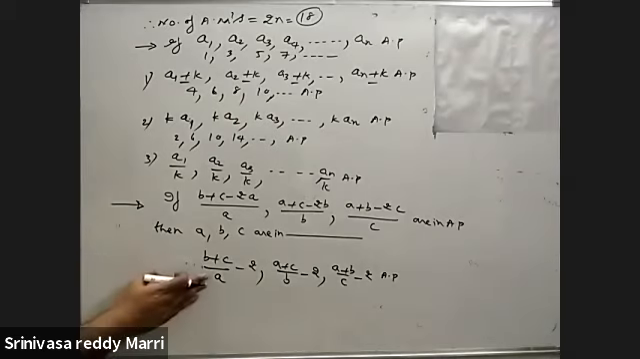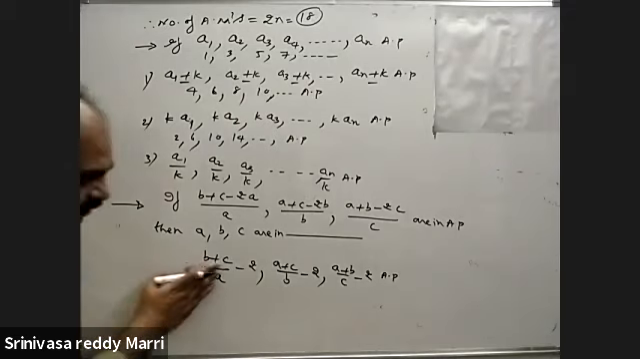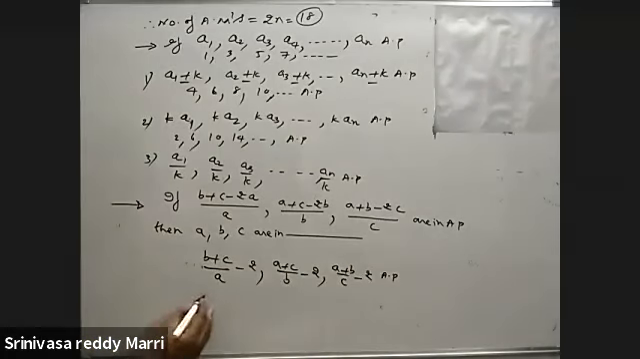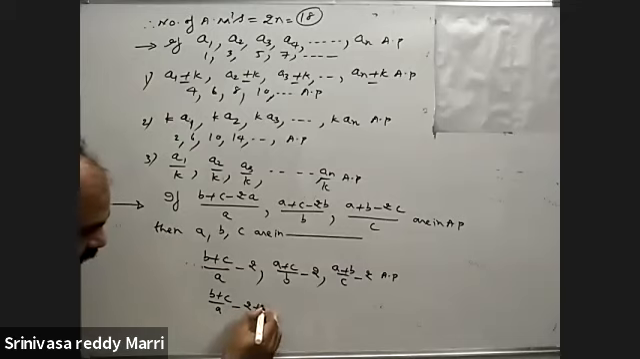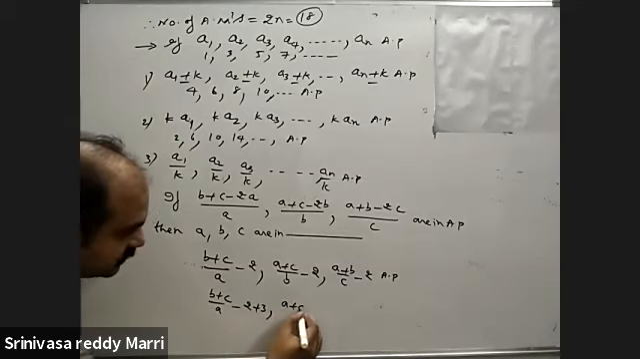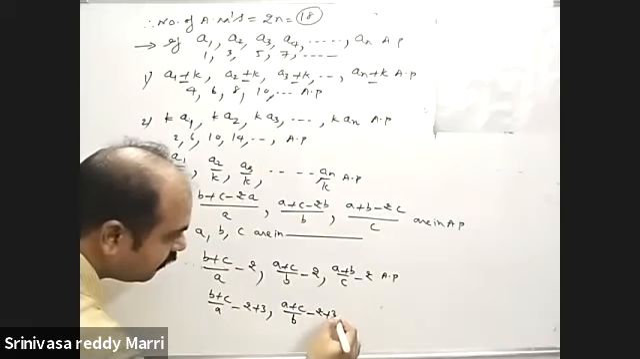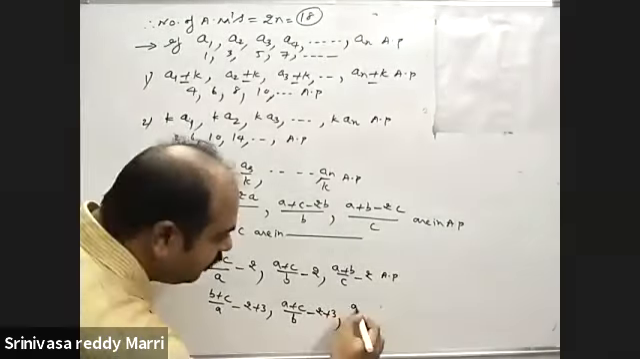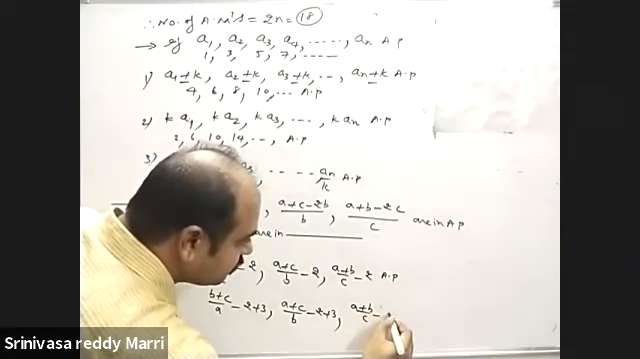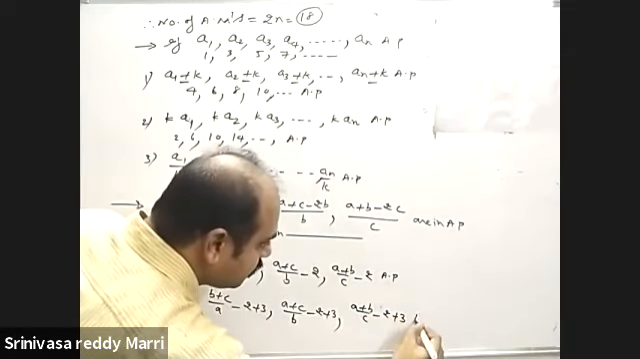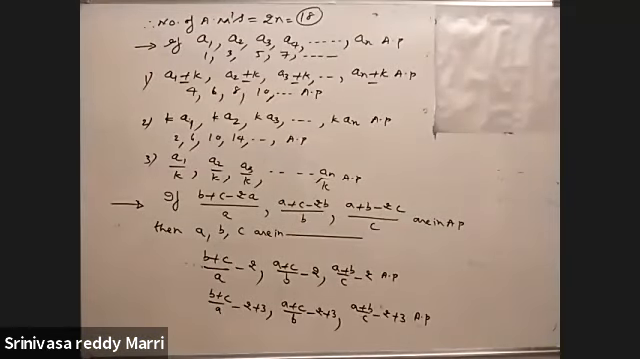Now I am adding 3 to all the numbers. Then, according to the property, they will also form an AP. Now if you look at it, this is plus 1, this is plus 1, this is plus 1.